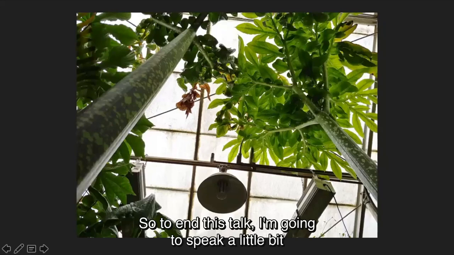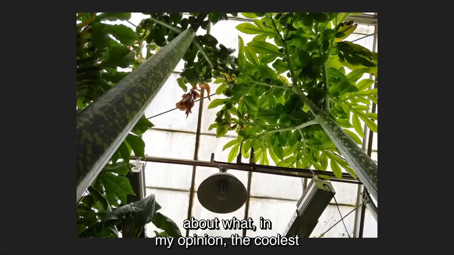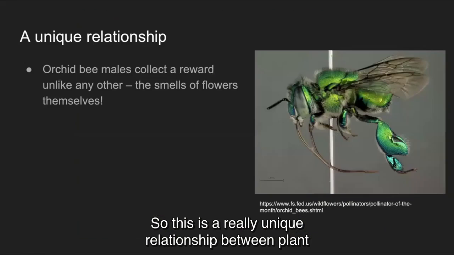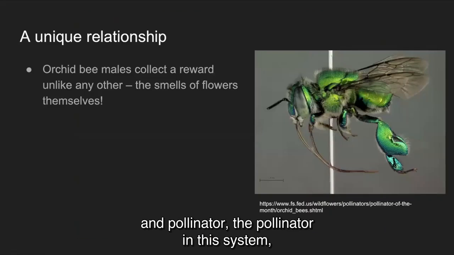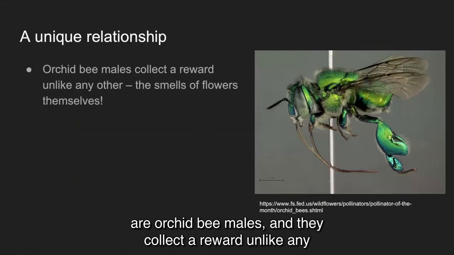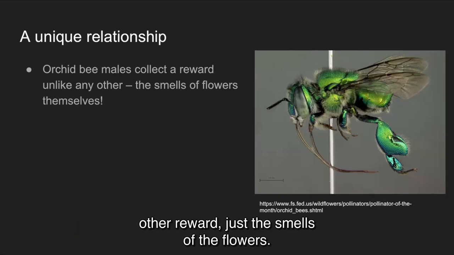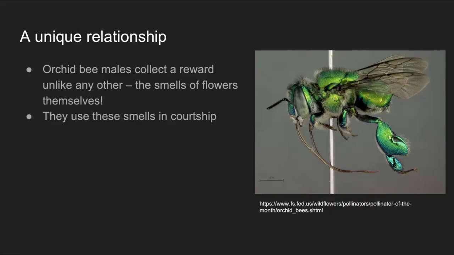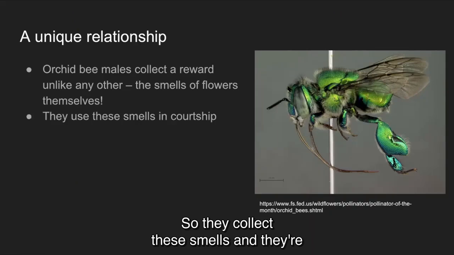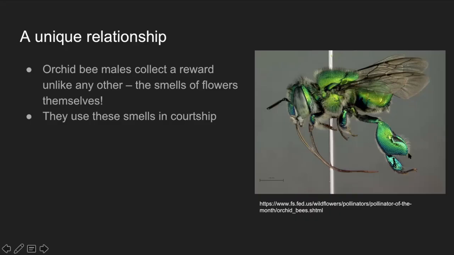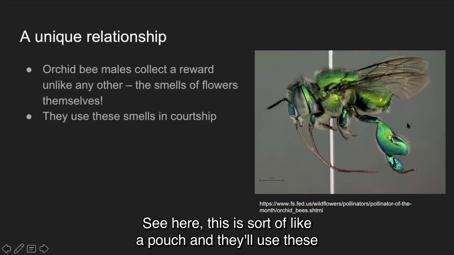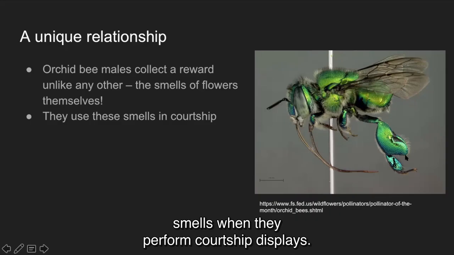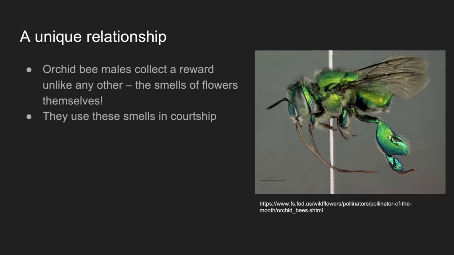So to end this talk, I'm going to speak a little bit about one of, in my opinion, the coolest systems of pollination. This is a really unique relationship between a plant and pollinator. The pollinators in this system are orchid bee males, and they collect a reward unlike any other reward, just the smells of the flowers. They collect these smells in their specialized hind legs. As you can see here, this is sort of like a pouch. And they'll use these smells when they perform courtship displays.